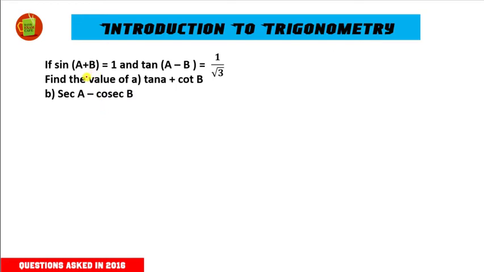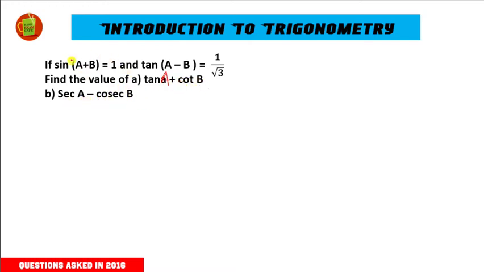Friends, the next question is: if sin(A + B) is equal to 1 and tan(A - B) is equal to 1 by root 3, find the value of, first, tan A plus cot B, and second, sec A minus cosec B.